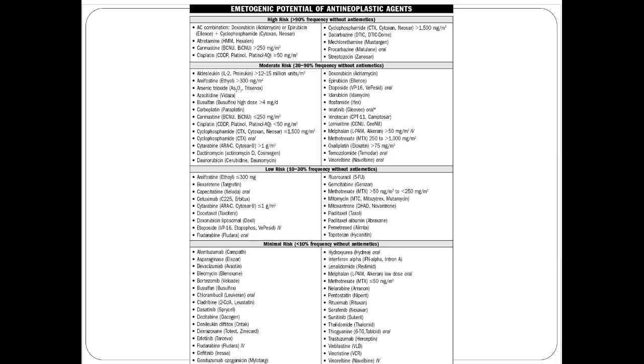I skipped to this slide really quick. I'll just show you I have this slide included. This is the emetic potential of antineoplastic agents. So you can see basically how drugs fit into different categories. So minimal risk, really high risk. So again, you don't want multiple ones from the really high risk category together. You'd mix something high, maybe something moderate, and then something low or minimal. That'd be ideal.